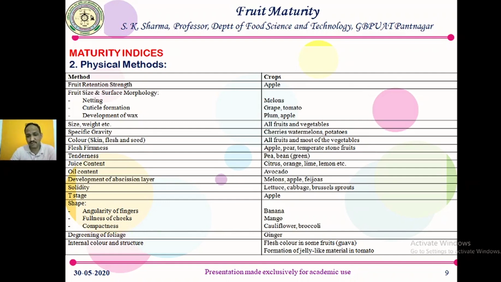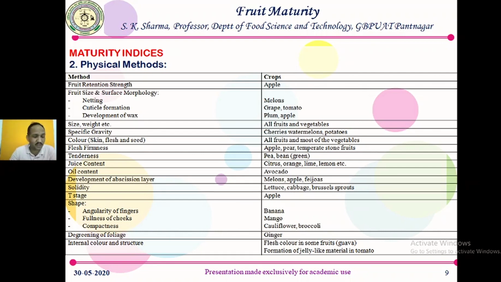In case of the cruciferous crops, say for example cabbage and cauliflower, the firmness is very important. The solidity of the head in case of cabbage, the curd in case of cauliflower, that's very important. Then there are some other examples, say for example T stage in apple, angularity of fingers in banana, fullness of cheeks in mango. These are the questions which are also very important from the examination point of view. Many times these questions are asked in the entrance examinations.